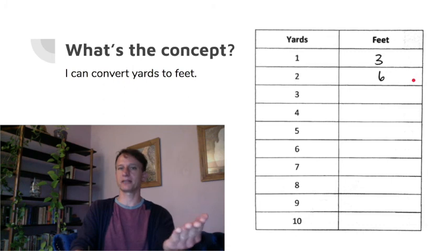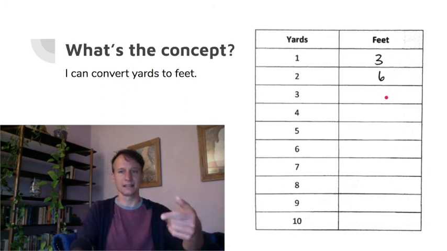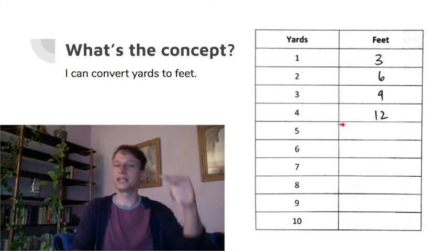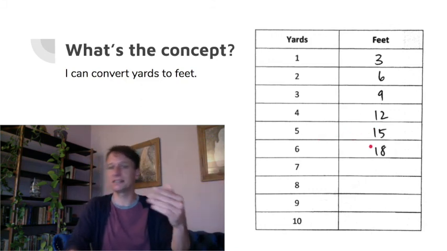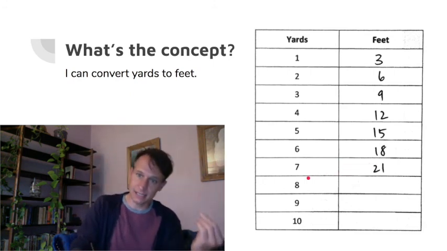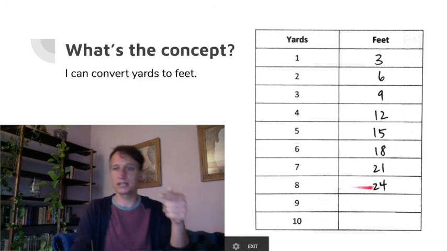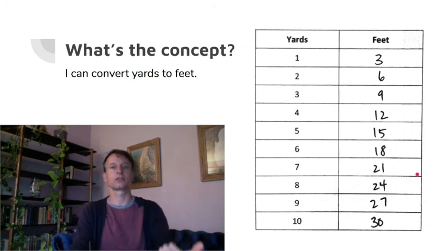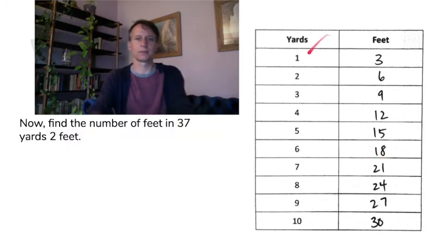And you see already the pattern. We are skip counting by 3s. 3, 6, 9. 4 yards would be 12 feet. 5 yards would be 15 feet. 6 yards would be 18 feet. 7 yards would be 21 feet, 8 yards would be 24 feet, 9 yards would be 27 feet, and 10 yards would be, indeed, 30 feet. Great. Remember, again, that's the easy part. Now we want to do some number crunching with that.